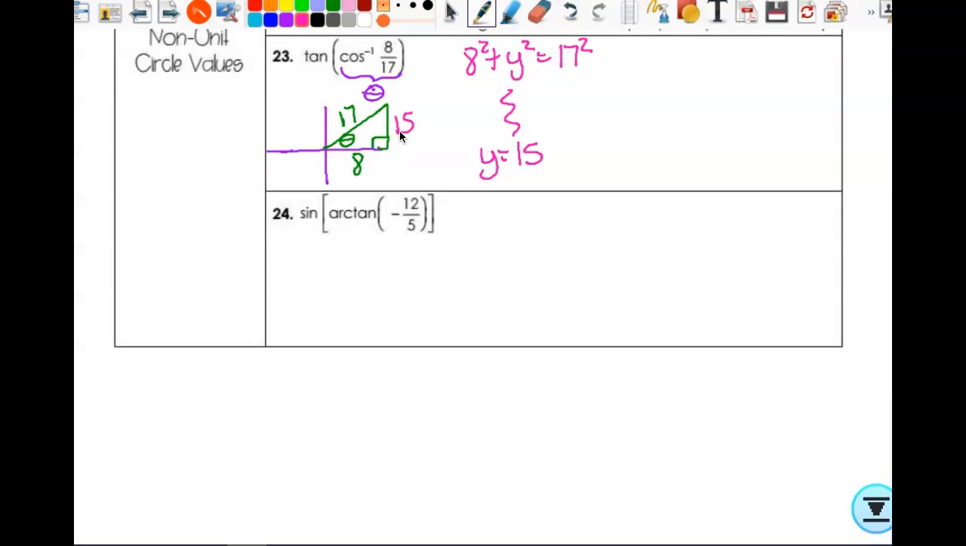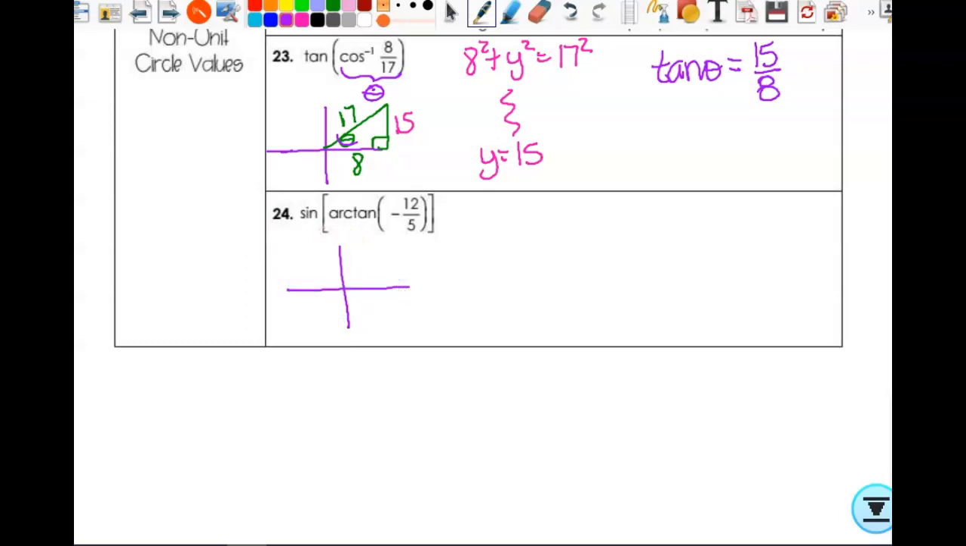Okay? Now that I have that, this is where my theta is coming from, right? Theta is this angle right here. So in the end, when I want tangent of theta, I go to my picture. Tangent is y over x, so that is just 15 over 8. You don't want to do that on ones you don't have to do it on. You could, but it just would not be worth your time.